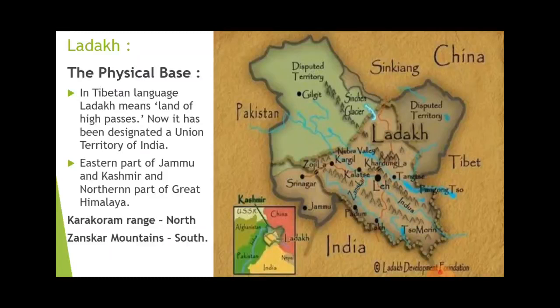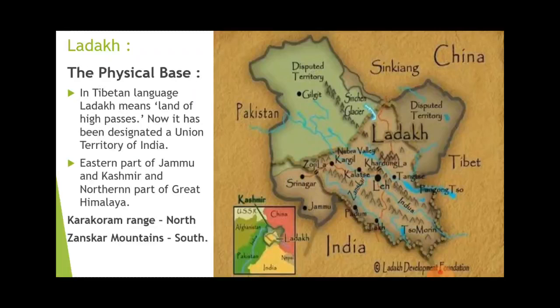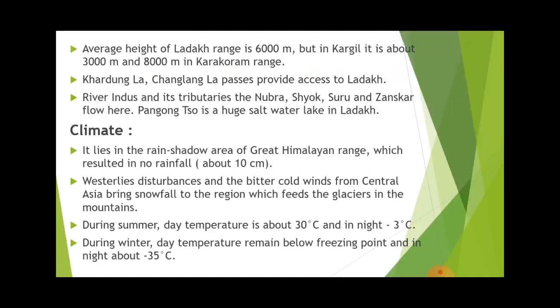There you can see above Leh, that is the Khardung La, and the other one is the Chang La, which is also near the Khardung La, which creates the route to reach the Ladakh areas. Now, here the river Indus flows. Along with the Indus, its tributaries are there like Nubra, Shyok, Shuru, Zanskar. These are some of the rivers which flow over the Ladakh region, and it has one salt lake, that is the Pangong Tso Lake, a salt lake present in Ladakh.